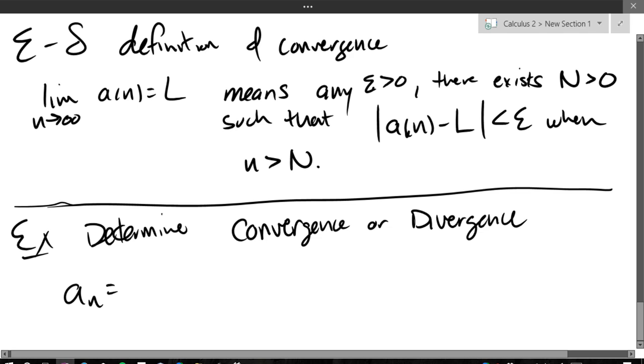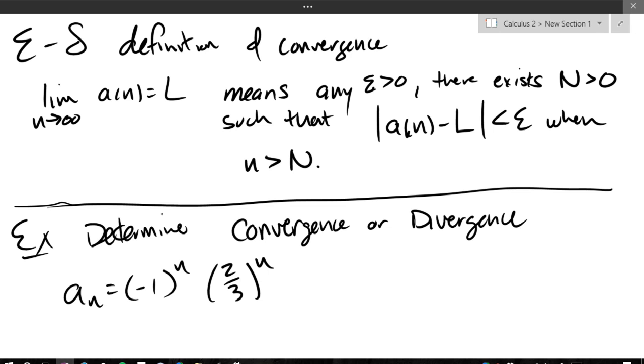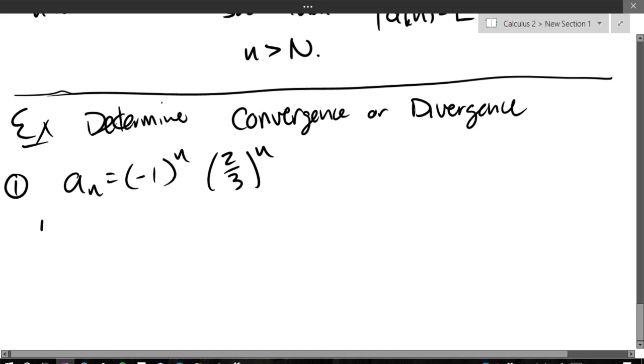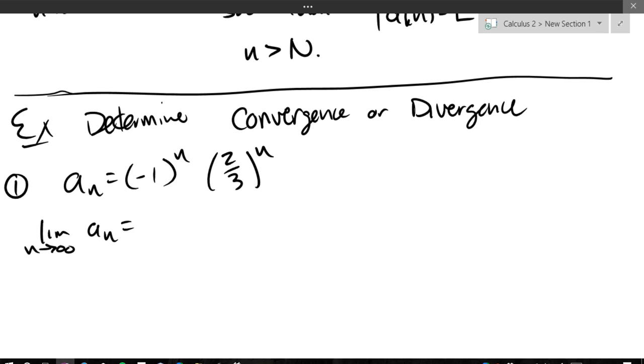First example, a_n equals negative 1 to the n times 2 thirds to the n. All right, tell me if this converges or diverges. How do you do it? Take the limit. So the limit as n approaches infinity of a_n. So you're probably going to need L'Hopital's rule. So see if you can get this with L'Hopital's rule.